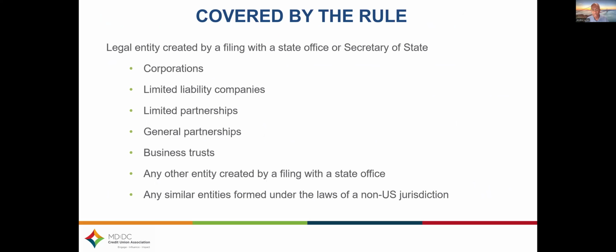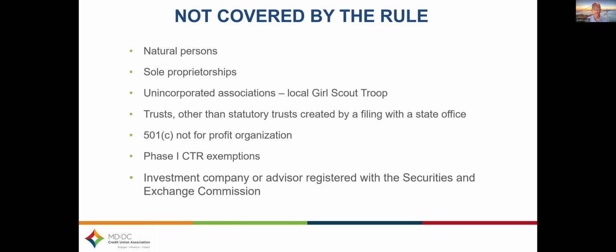This is what's covered by the rule. Legal entities created in this country, corporations, limited liabilities, limited partnerships, these are covered by the rule. Any other entity created by a filing with a state office or any similar entities, keep in mind, formed under the laws of a non-U.S. jurisdiction. So these are ones that are covered by the rule. You must make sure that you are following the beneficial ownership rule and recording information and retaining that information within your credit union.